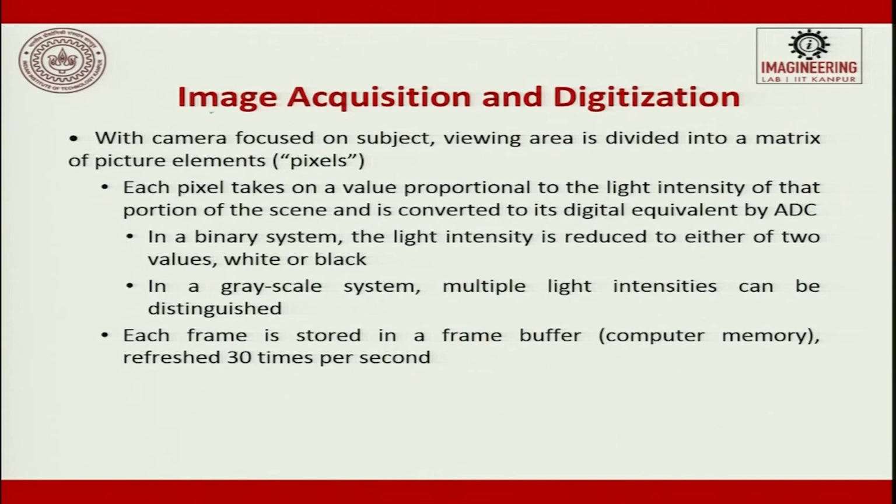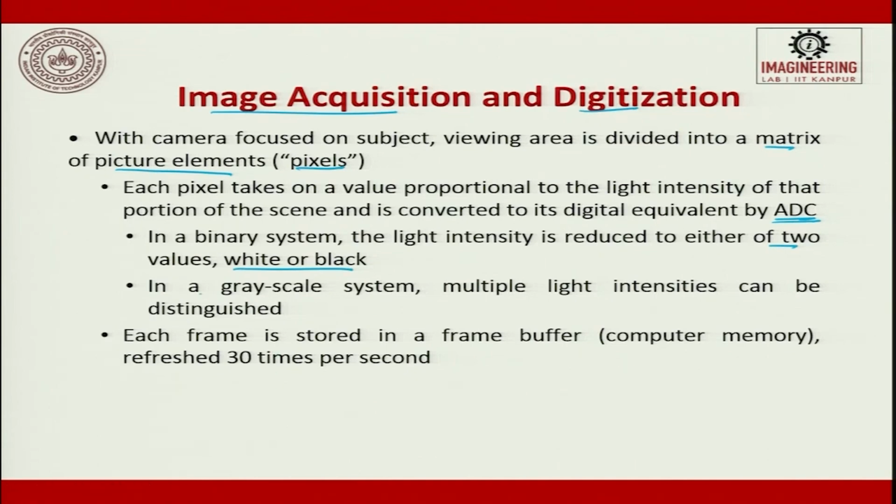Next, image acquisition and digitization. With the camera focused on the subject, the viewing area is divided into a matrix of picture elements, which are pixels. Each pixel takes on a value proportional to the light intensity of that portion of the scene and is converted into a digital equivalent by an analog to digital converter, the A to D converter. So, each pixel will take a value. In a binary system, the light intensity is reduced to either of two values, white or black. In the olden days we had black and white.